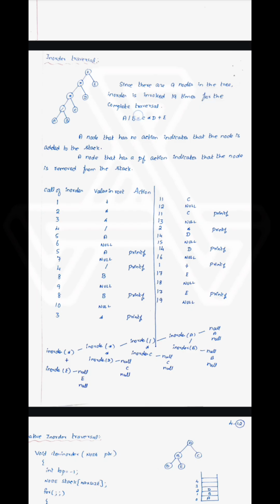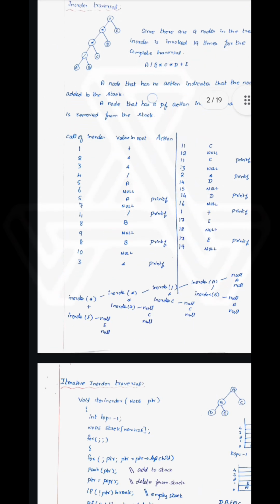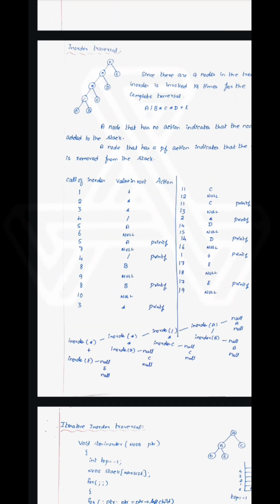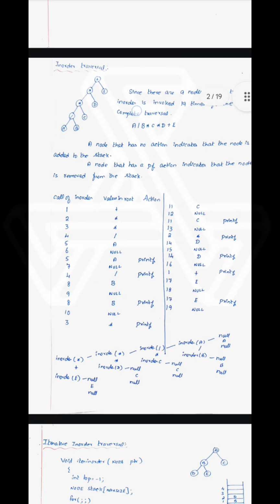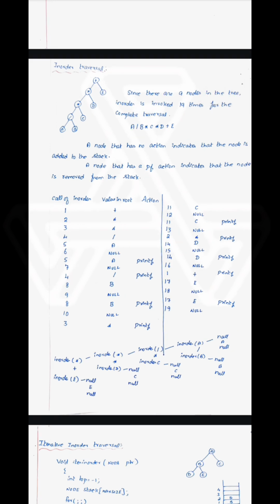1, 2, 3. Then a node with no action indicates that the node is added to the stack. First value is plus, action nothing. Second value is star, nothing. It is going the preorder way, then we will go to A, then nothing happens in the next step, then again a null.